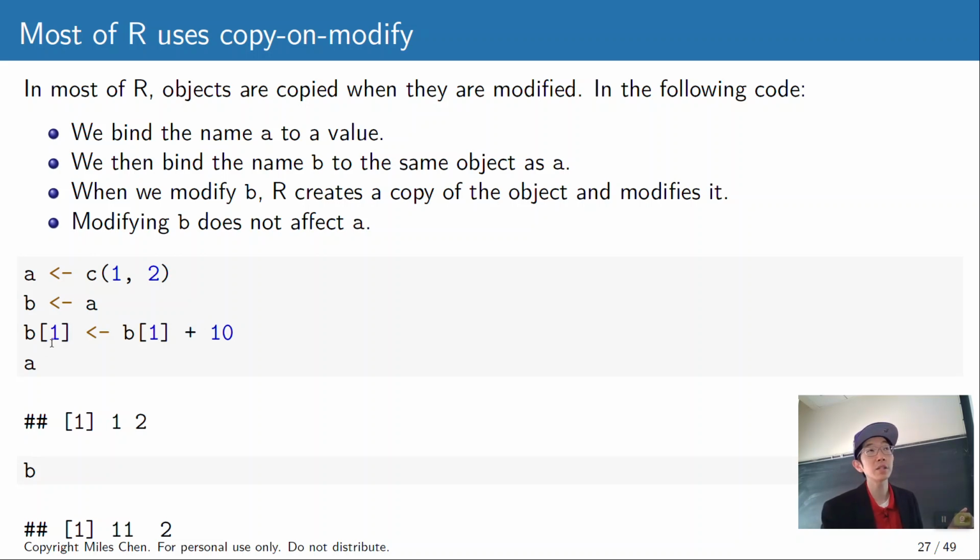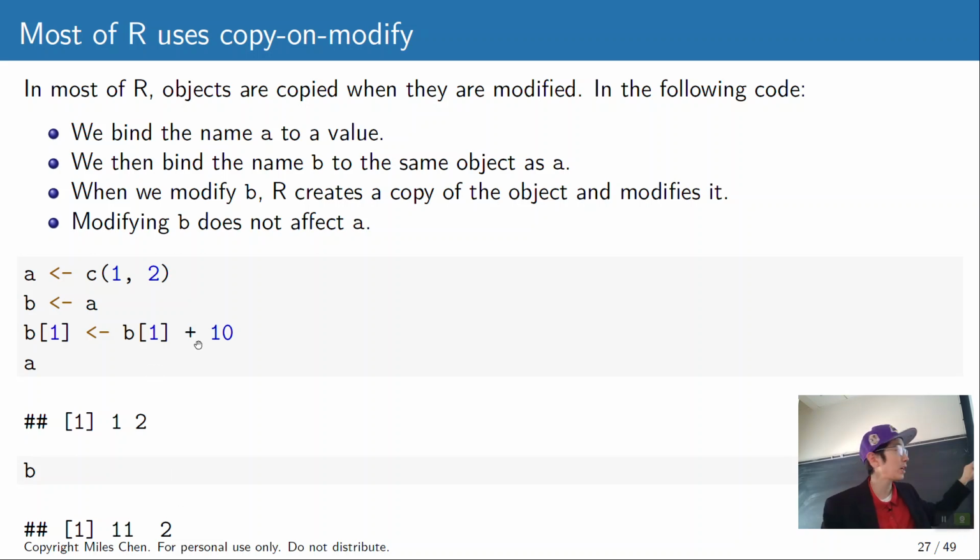And here R will execute a copy on modify. When we do this, R is going to create a copy of A and create a separate object for B. And so when we ask what A contains, it's the values 1 and 2 as we originally defined. And B contains the values 11 and 2 because we changed the first value in B to 1 plus 10, which is now 11. And I don't think this is surprising to anyone, right?